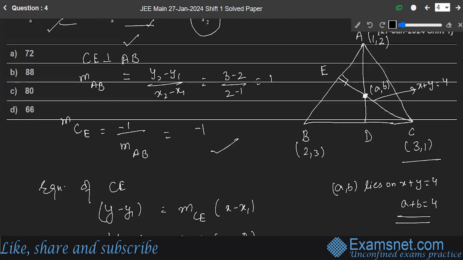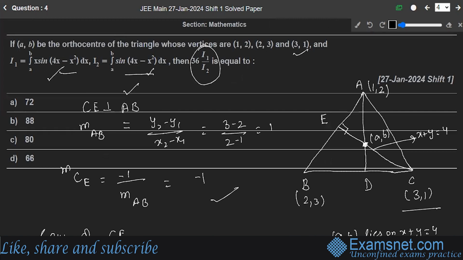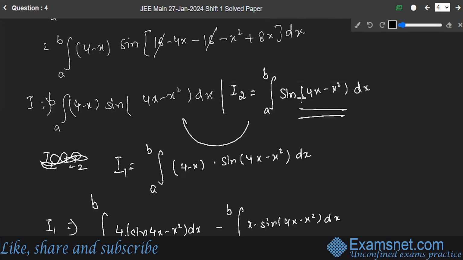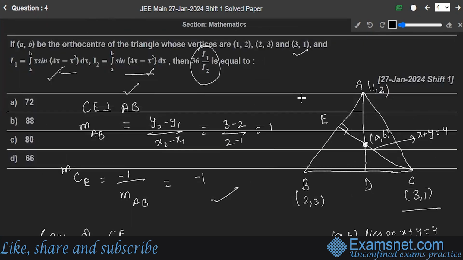What you have to find out in the question was 36 I1 upon I2. For that, let's multiply both sides with 36. So you have 72 as the answer. 72 is the right answer to the question, and the first option is the correct answer. Hope you are clear with this. Let's move to the next question then.